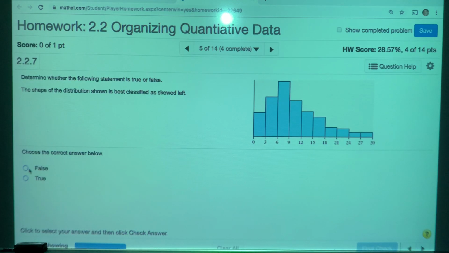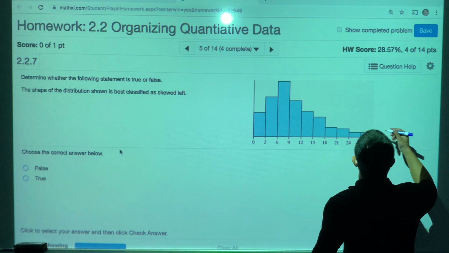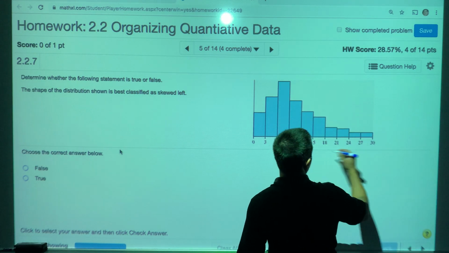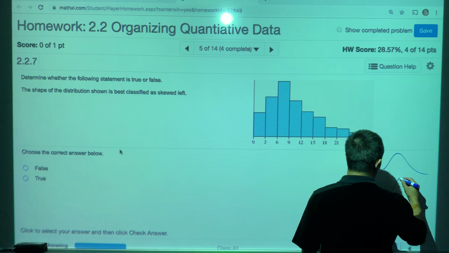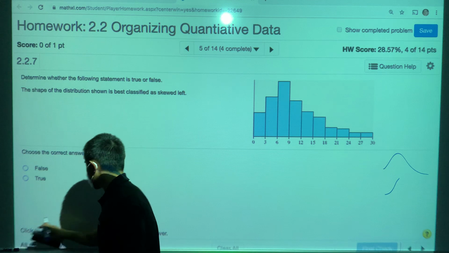All right. The next problem here shows you a bar graph, right? It gives you a distribution of some sort, vertical, and asks you, the shape of the distribution shown is best classified as skewed left. Now, if you're looking at your notes, skewness refers to the way that your graph is shaped. So I'm going to do it like this.